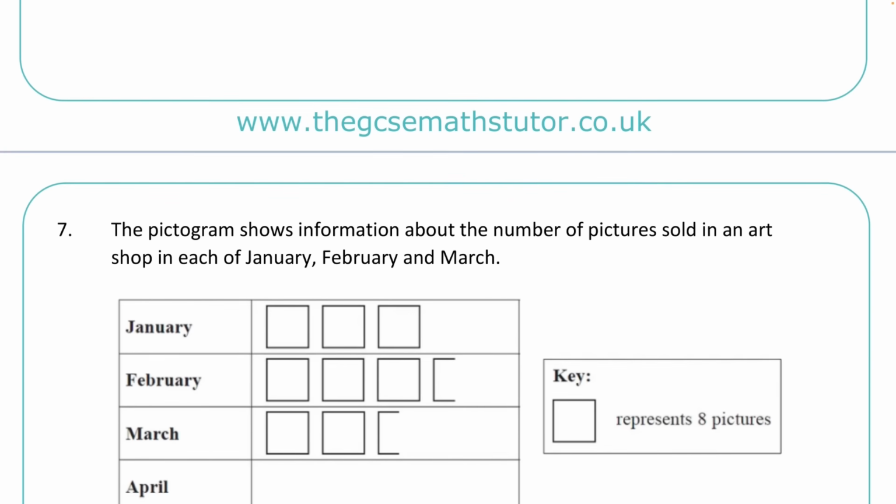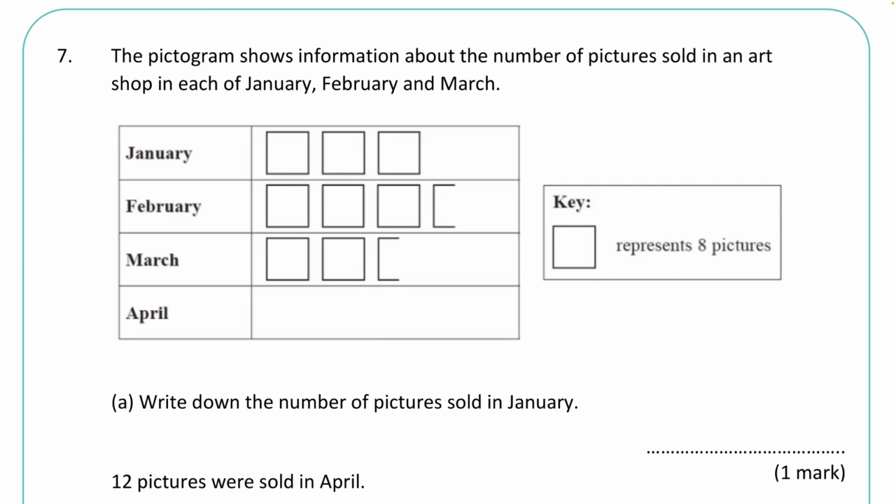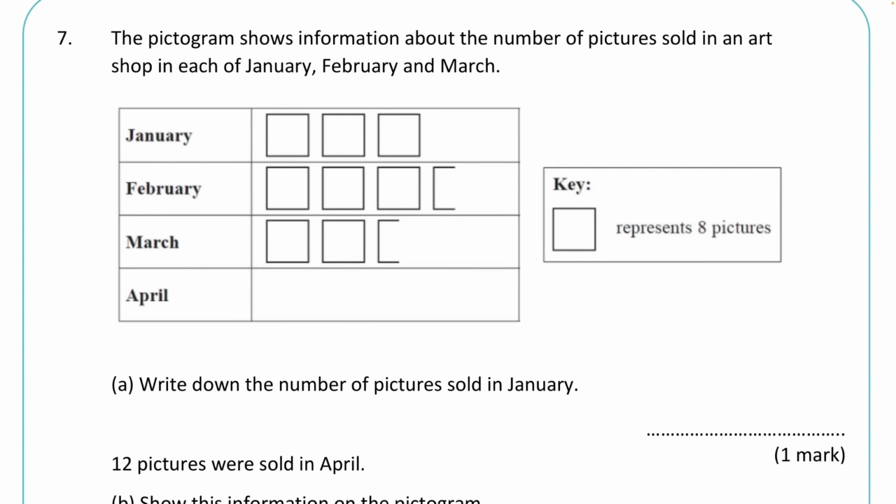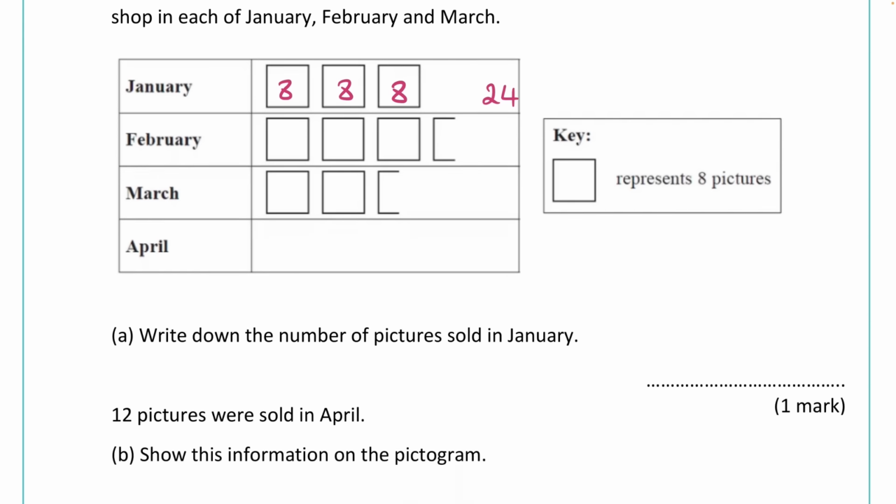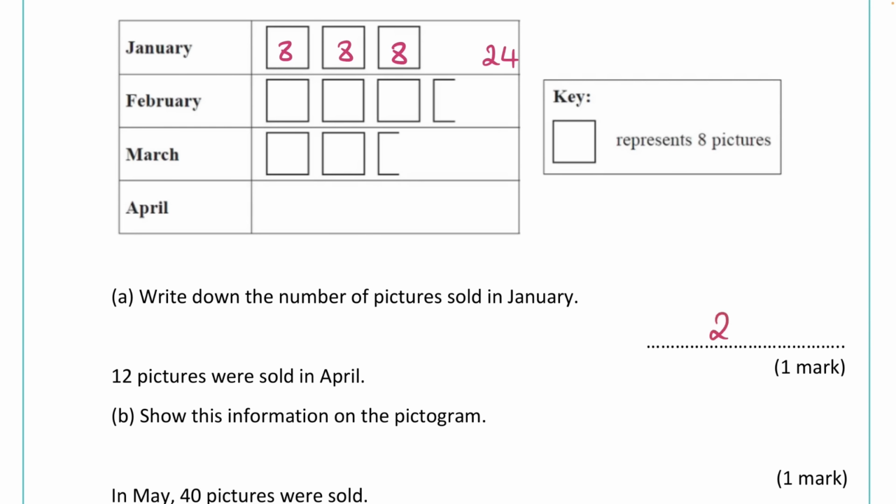Okay, on to question 7, and we have a pictogram. It says write down the number of pictures sold in January. So it says in the key that the one square there represents 8 pictures, so we have 8, 16, 24, and I like to label that just at the end of the row, just in case I need it in a future question. And there we go, 24.